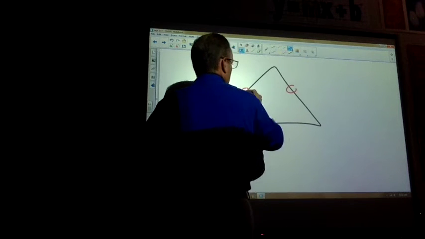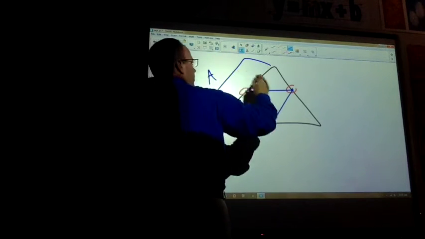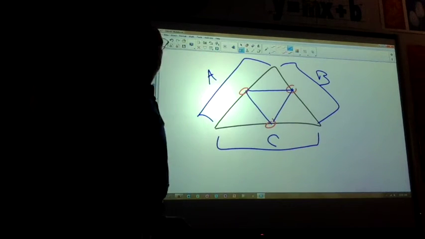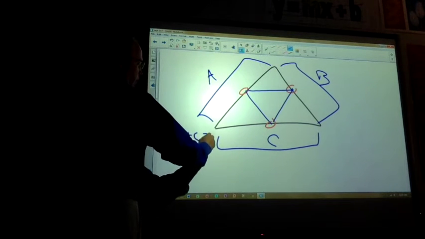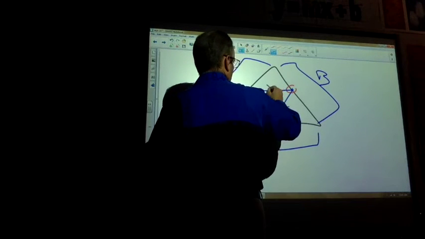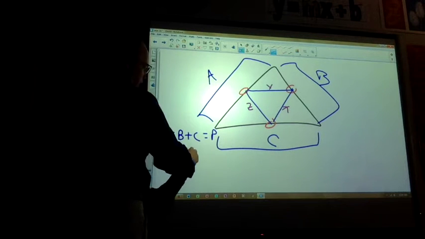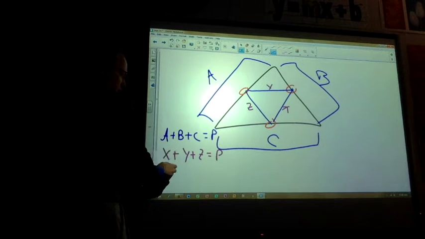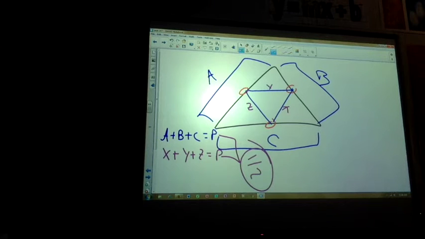Midpoint. Still with me? Let's call this A, this B, and this C. A plus B plus C is the perimeter of the big triangle, yes? And if I call this X, Y, and Z, X plus Y plus Z is equal to the perimeter of the smaller triangle, and the difference between these should be half. The perimeter should be half.